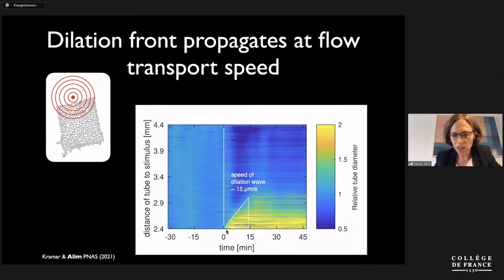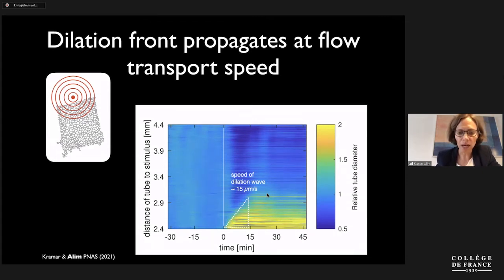And so what you see is that there is a wave of dilation propagating into this network, which goes hand in hand with tubes that are further back shrinking at the same time. This is in line with conservation of fluid volume. So if a part dilates, the other part needs to constrict to conserve volume. Now, the most important takeaway of this observation is that the speed of this dilation has a velocity of 15 micrometers per second. And so this is exactly the velocity with which particles would be transported in the fluid flows that we observe in the tubes.